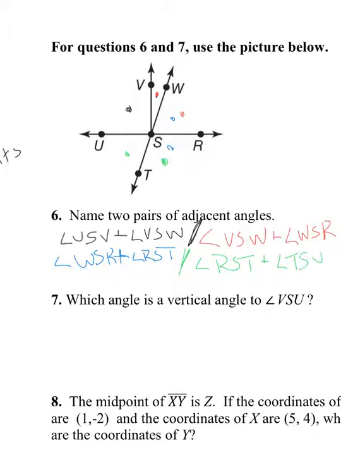And last but not least, this angle and this angle, which would be TSU and USV. So any combination of any two of those 5 would work here. Okay?